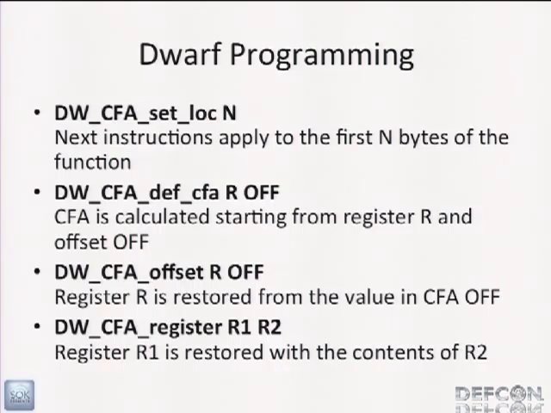So these are the basic dwarf instructions. This is what I talked about earlier with defining a CFA, a base for the frame, and it can be defined in terms of a register and an offset from that register.